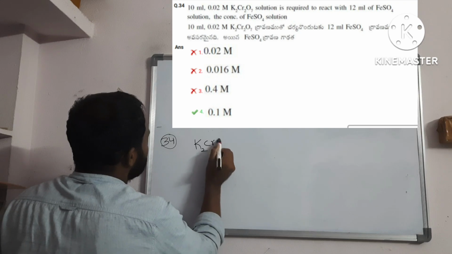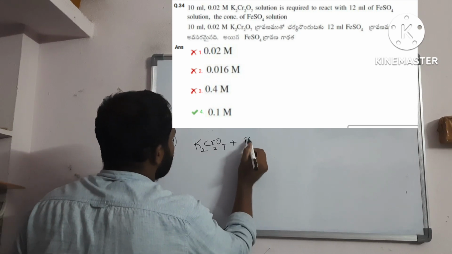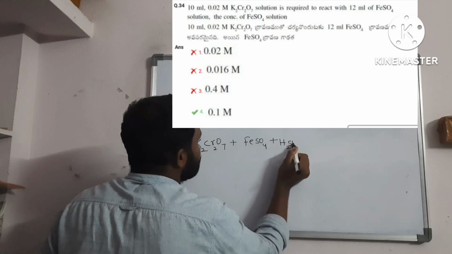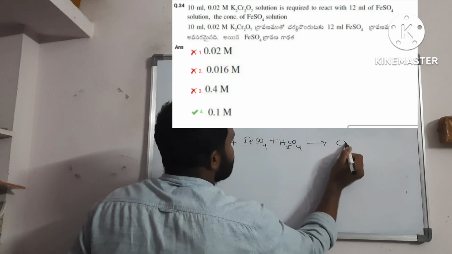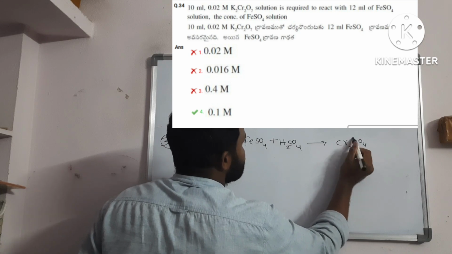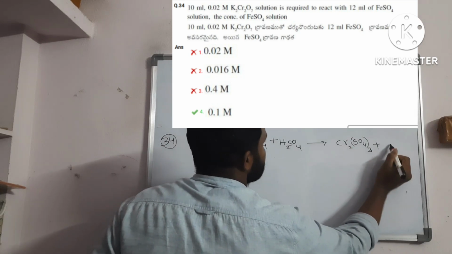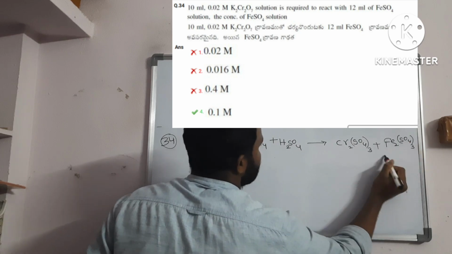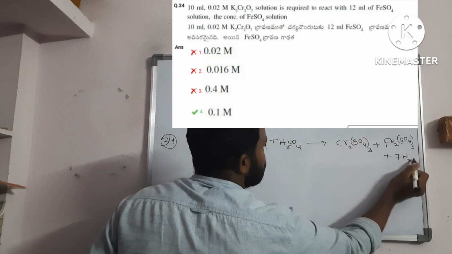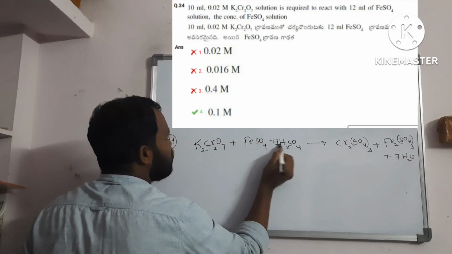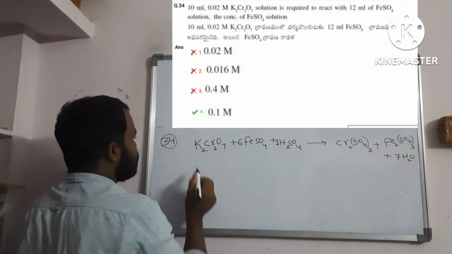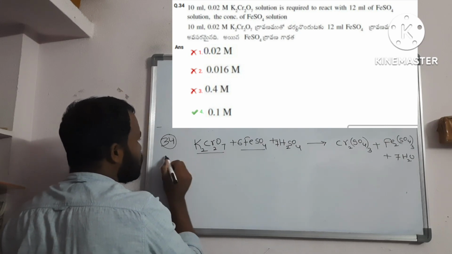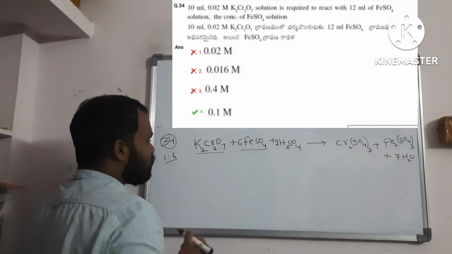K2Cr2O7 reacts with FeSO4 plus H2SO4. It gives Cr2(SO4)3 plus Fe2(SO4)3 plus 7 moles of H2O. Here if you balance the equation, you will get 7 here and 6 here. So the K2Cr2O7 and FeSO4 ratio is 1:6. You can say it is 1:6.